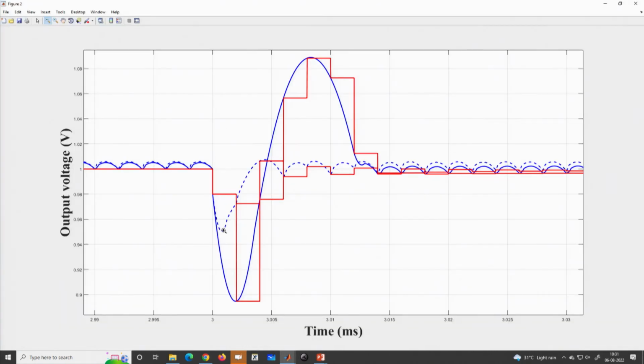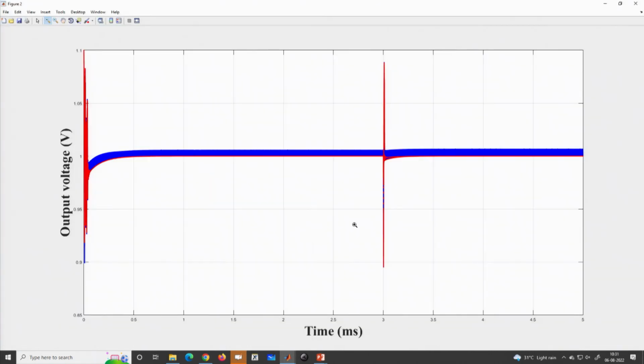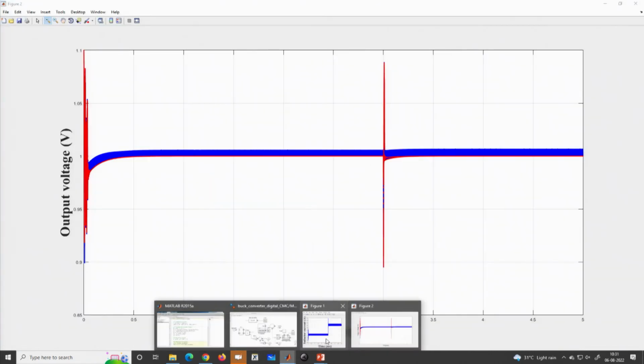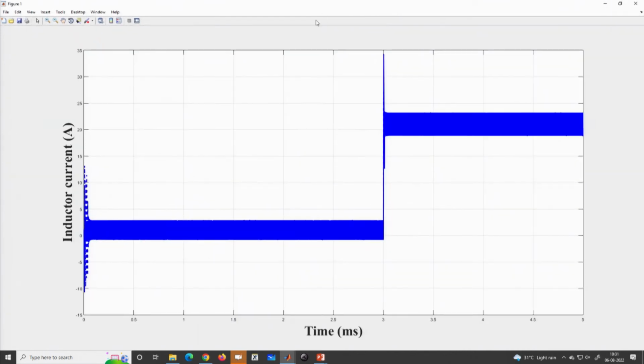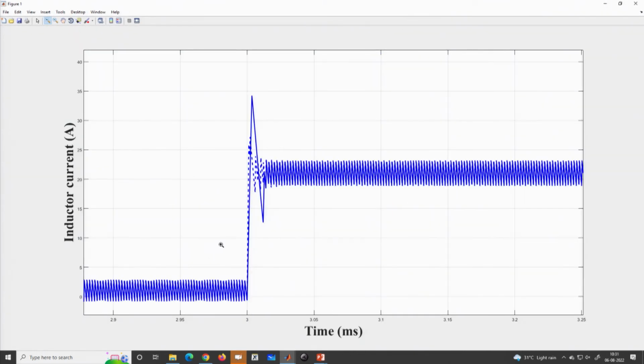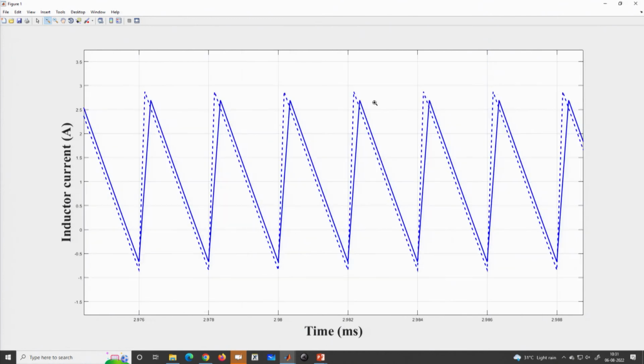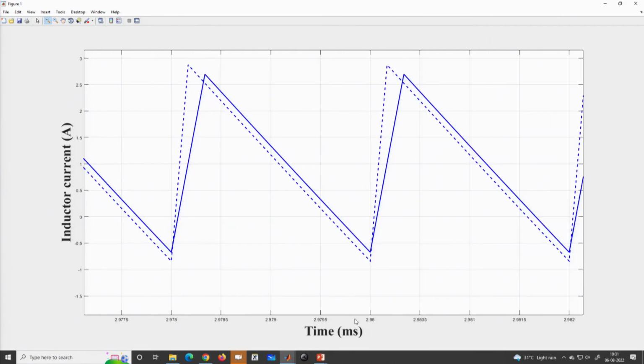I want to show you the difference in the two responses. First, if you go to the inductor current waveform, I will show you that there is a change in the duty ratio. The 12 volt will have a smaller duty ratio, as a result the on time is small, but 6 volt has a larger duty ratio, so the on time is large.